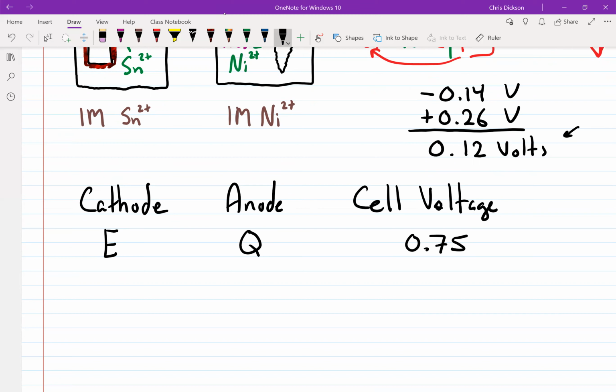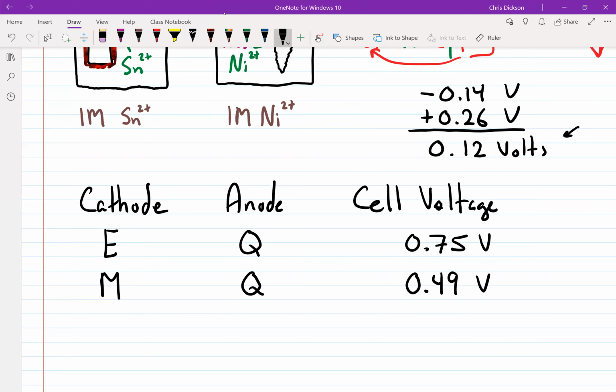So you have a cathode called E and an anode called Q, and the cell voltage is 0.75 volts. And then you have another cathode, different experiment called, let's say, M. Okay, and if you make the anode still Q, so you keep it the same anode, same material, then you get a voltage of 0.49 volts.